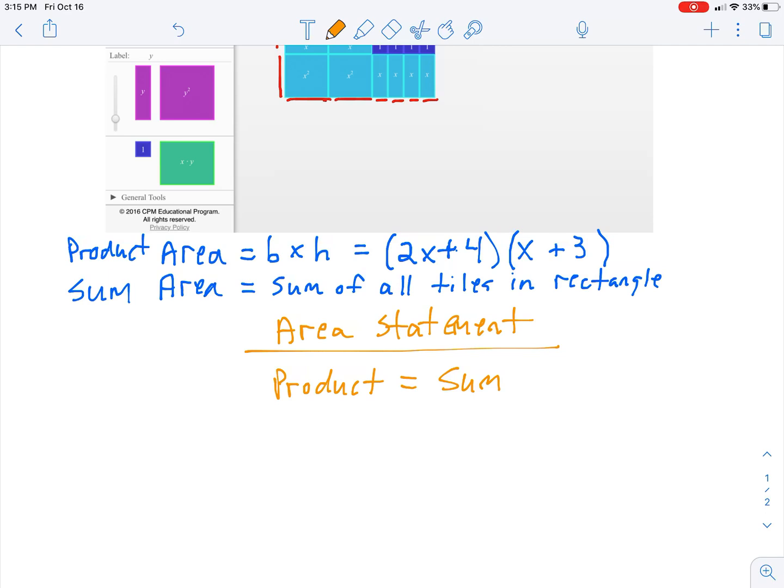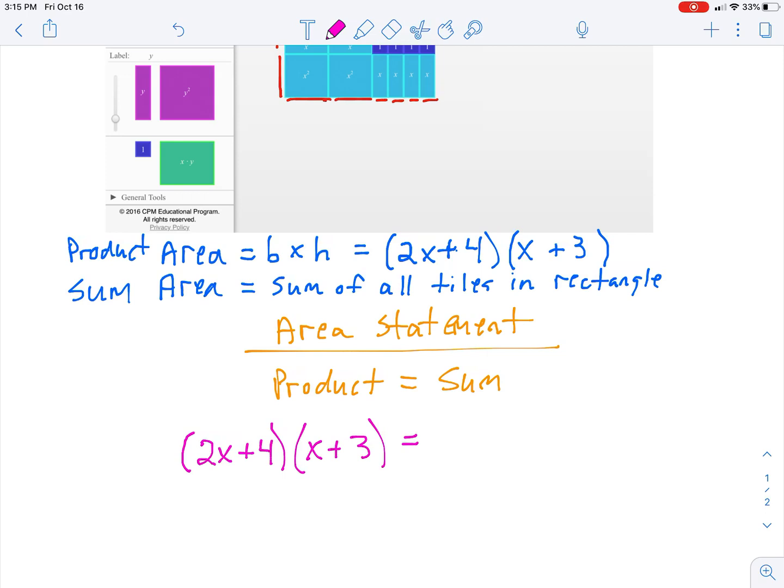Okay, nice. Well, we've got it for this. We found this rectangle. We got the algebra tiles out to represent the equation. We built the rectangle. We got base times height. And we have the sum of all the parts. So we have product and sum. We can now write our area statement for this particular equation. Product was 2x plus 4 times x plus 3, base times height.